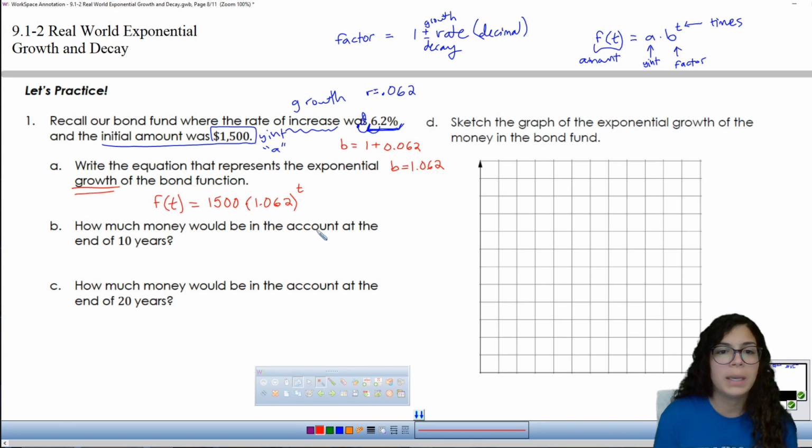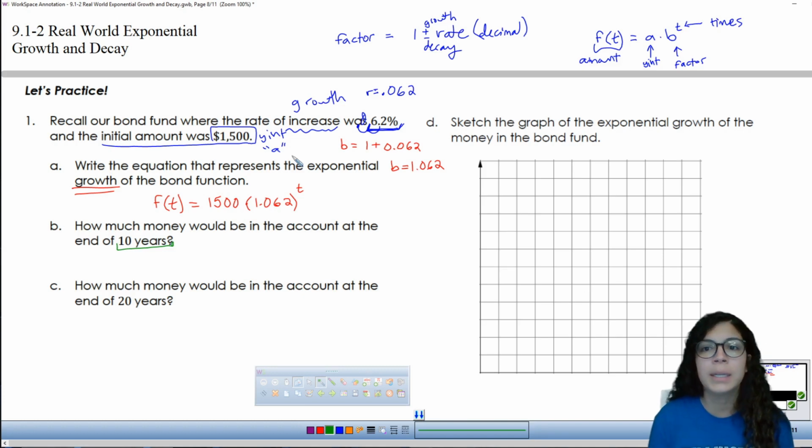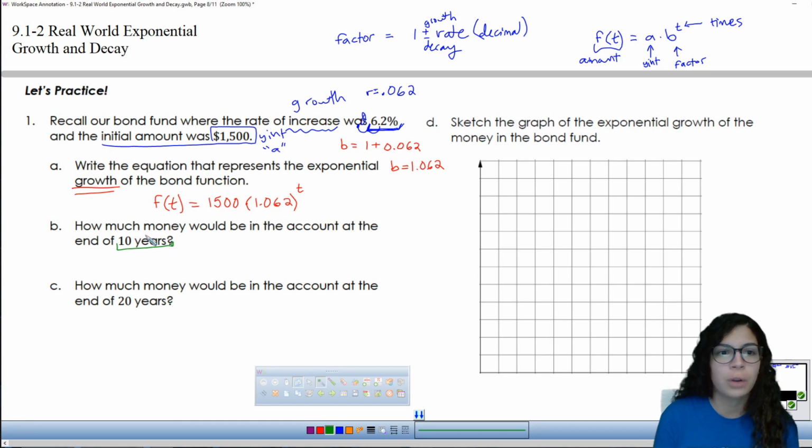How much money would be in the account at the end of 10 years? They're asking how much money is in the account after 10 years. Now we have to figure out how this is being calculated. The rate of increase is being calculated per year. They don't actually specify that it's per year, but if they don't specify how many times the rate is being calculated, then we assume it is per year. So in 10 years, this rate would have been calculated 10 times. So this means that t is 10.